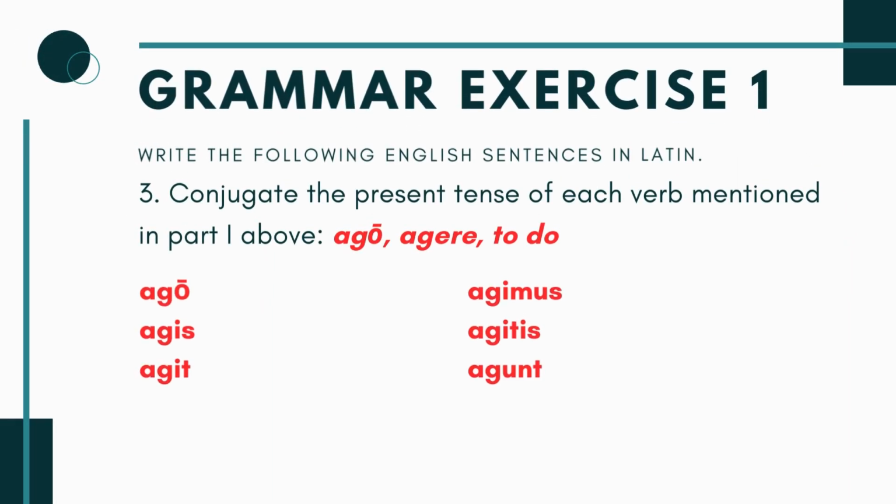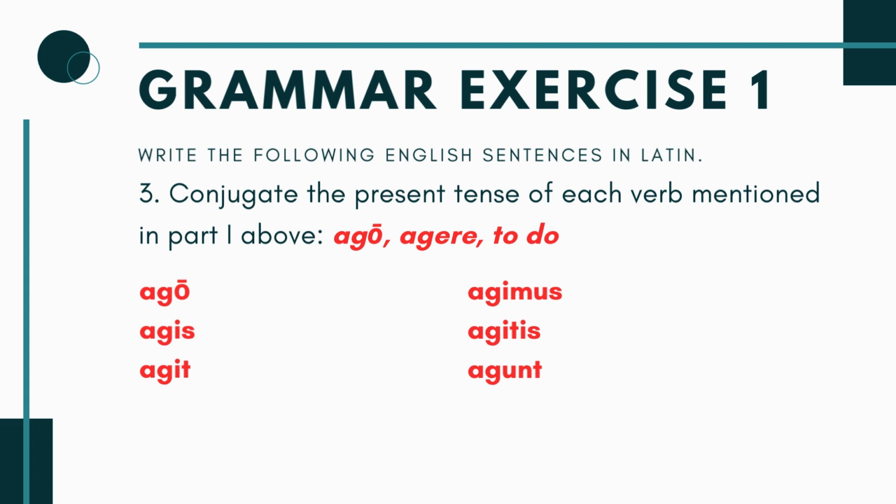Now, the next verb was to do, ago, agere. Third conjugation verbs. This is what this chapter is all about. You go to the infinitive, you drop the re, right? The first answer is always the first principal part. So ago means I do. For the rest of them, when we drop the re off the infinitive, you're going to have age, right, is your stem.